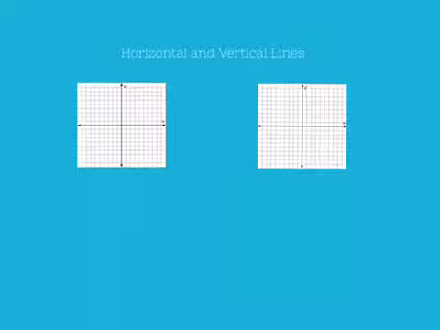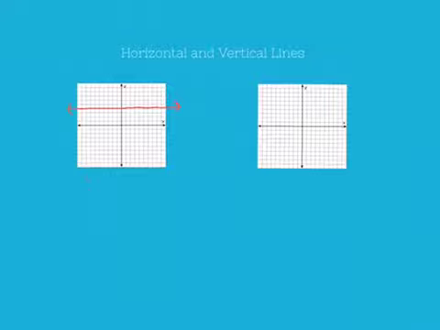Next, we're going to talk about horizontal and vertical lines. So we've talked about this before, but it's been a little while, so we'll just do a quick refresher. So first, let's start with horizontal lines. Remember, those go from left to right, which means they cross the y-axis only.